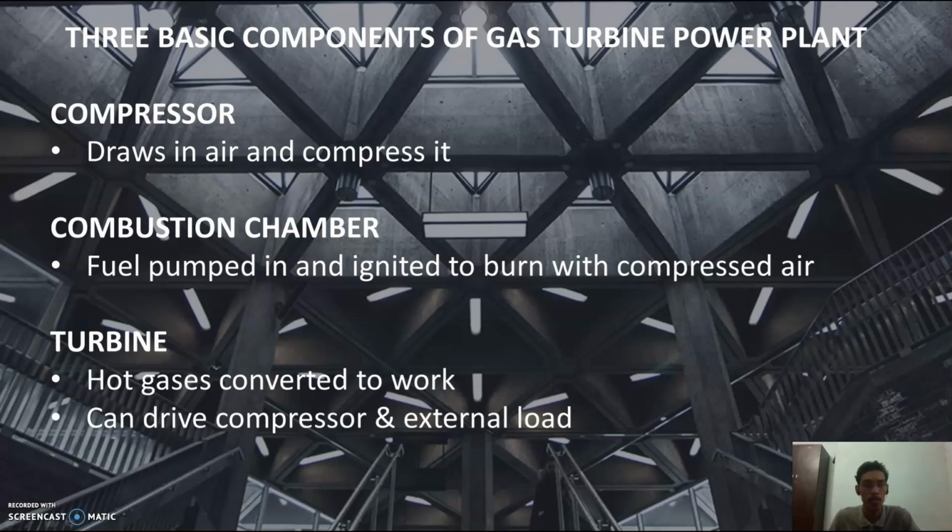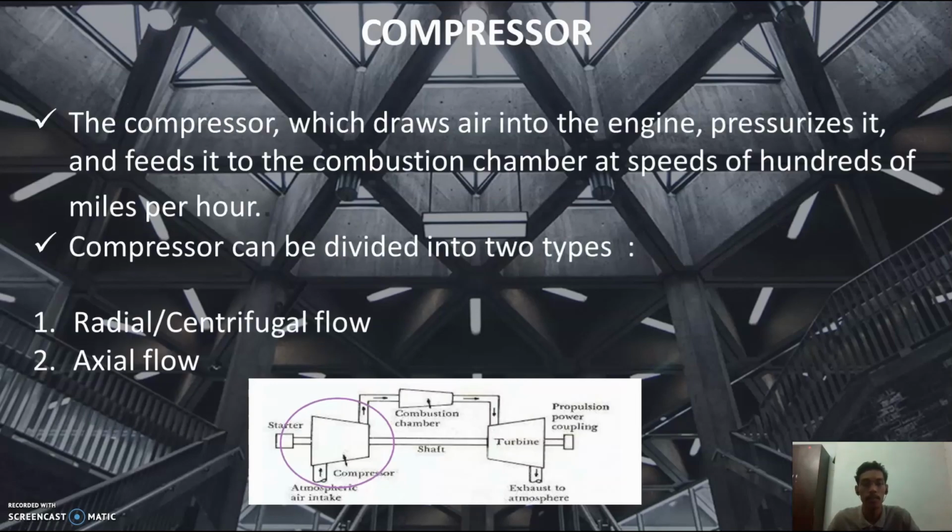The compressor draws in air and compresses it. Next, the combustion chamber. Fuel is pumped in and ignited to burn with the compressed air. Next, the turbine. The hot gases are converted to work that can drive the compressor and the external load.